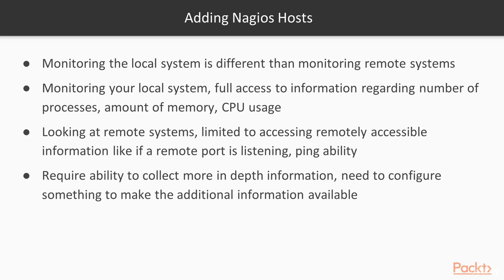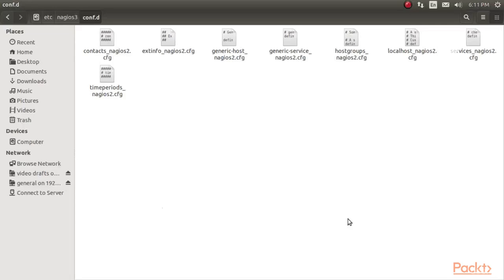Monitoring the local system is different than monitoring remote systems. A big part of this is that while monitoring your local system, you have full access to information regarding number of processes, amount of memory, CPU usage, and so on. When you're looking at remote systems, you're limited to accessing remotely accessible information like if a remote port is listening, ping ability, and so on. If you require the ability to collect more in-depth information, you'll need to configure something to make the additional information available. Cool. Now after the brief introduction, now we'll see how to do it.